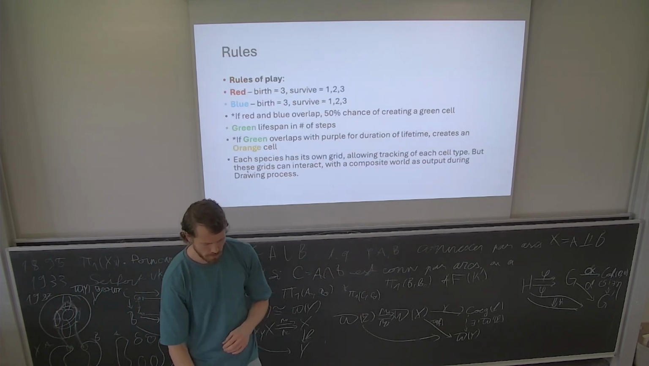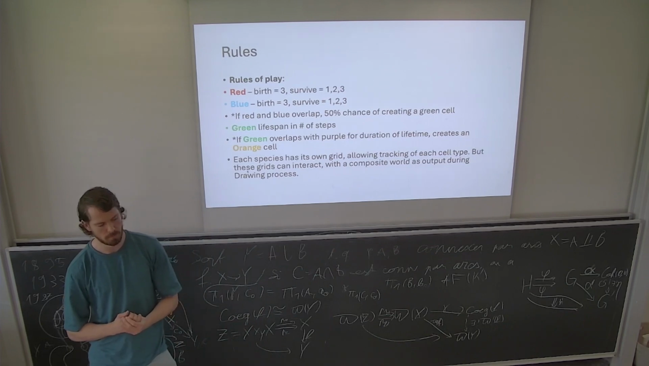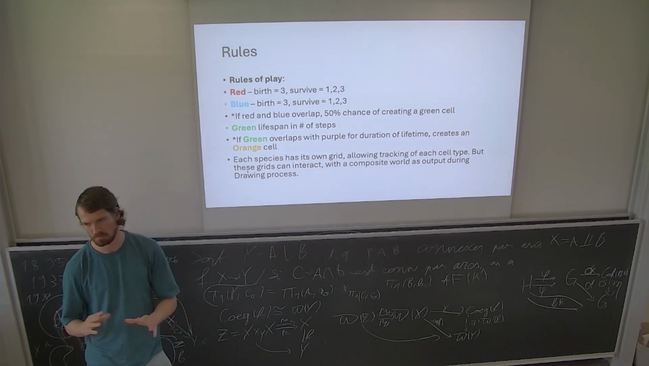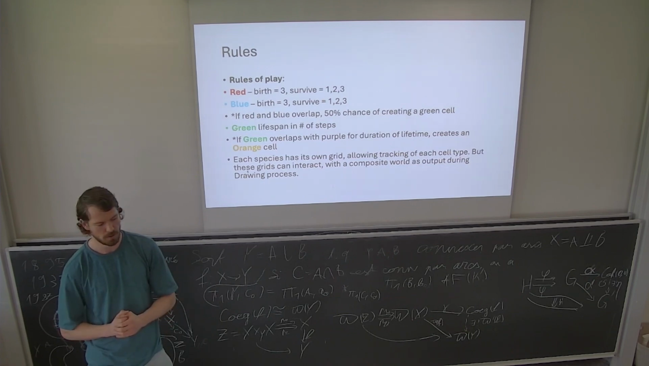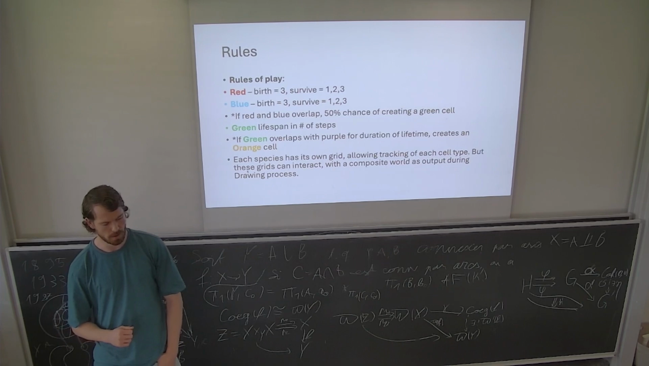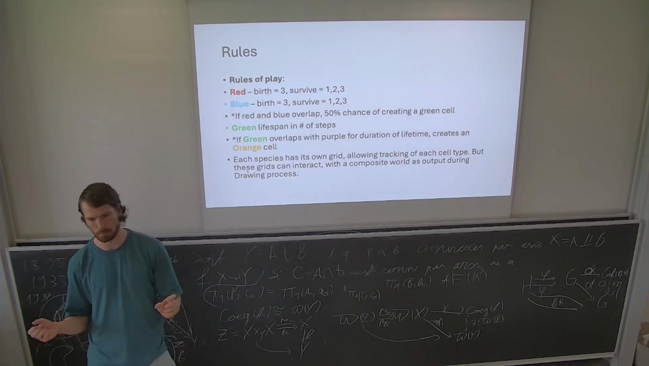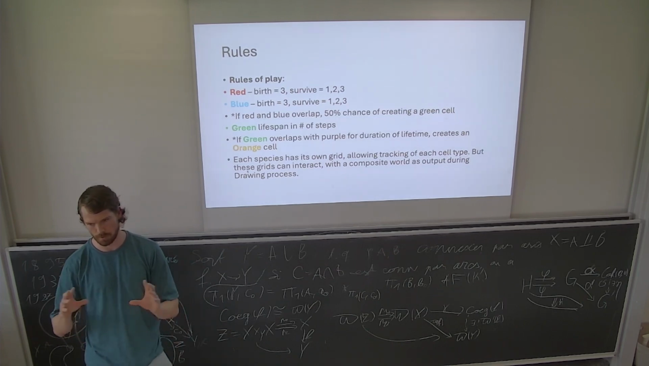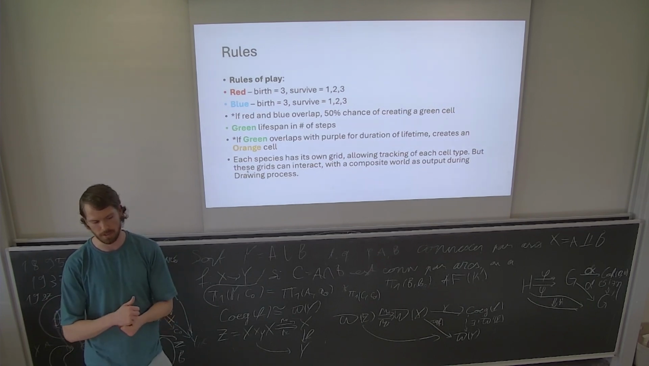Okay, and then the rules. I played around with a few rules, and a lot of them explode exponentially, so these are fairly stable. It's just red and blue, same rules: birth 3, and survive 1, 2, or 3. Red and blue work on different grids, but if they overlap, there's a 50% chance that they'll become a green cell.